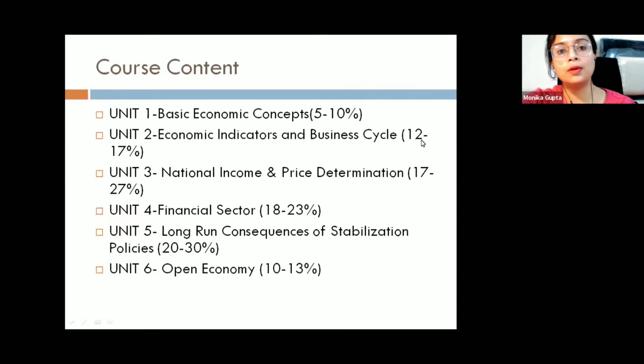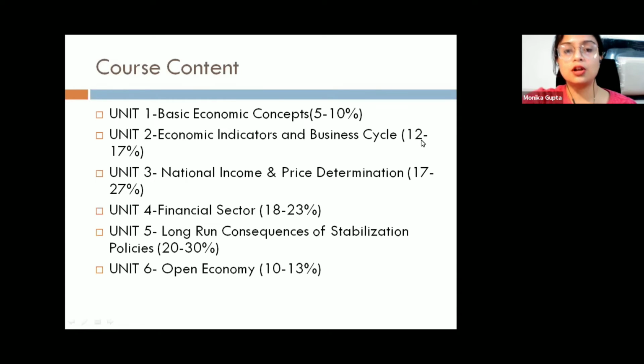Unit 2 is all about economic indicators and business cycles. Macro was created to know the health of the economy, how our economy is performing, how to limit unemployment, and how to keep prices stable. These are the basic questions on which an economy makes decisions about what we should do. Economic indicators include GDP, gross domestic product, national income, GDP per capita, and the different phases of the business cycle. We talk about all these things in unit 2, and the weightage is 12 to 17%.